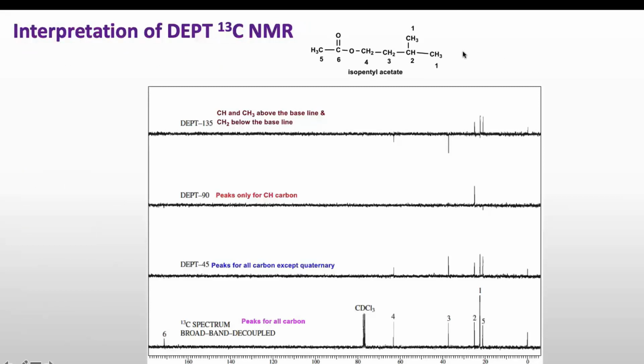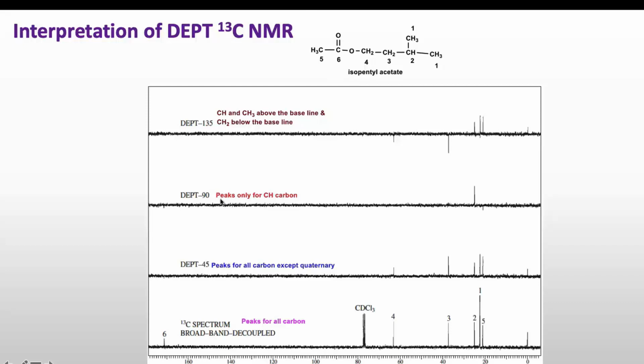So let's take the example of isopentyl acetate. This has 6 types of carbon. First take the general carbon NMR that's shown here, which is the proton decoupled carbon NMR. You can see the signal for each type of carbon here, meaning in total we have 6 signals in this carbon NMR. But now we are taking DEPT 45. DEPT 45 shows only peaks for CH, CH3 and CH2 carbons. No peaks will appear for quaternary carbon. So you can see the peak for carbon number 6 goes missing here, meaning it's not showing any peak for quaternary carbon. So this shows that carbon number 6 is quaternary carbon, as you can see.